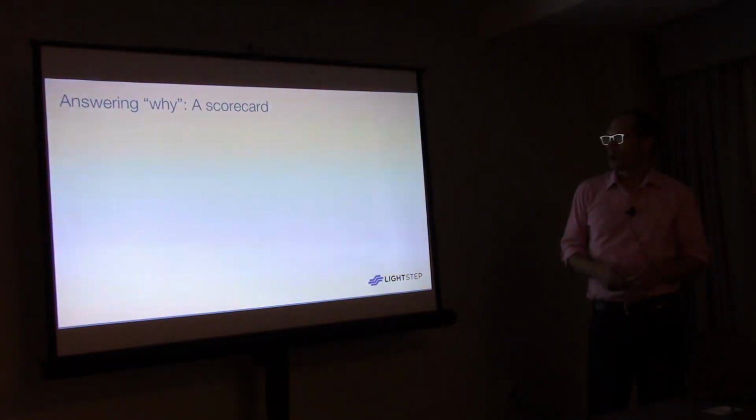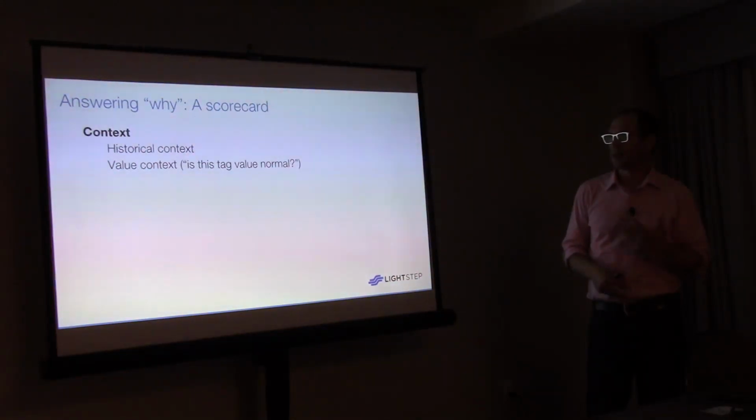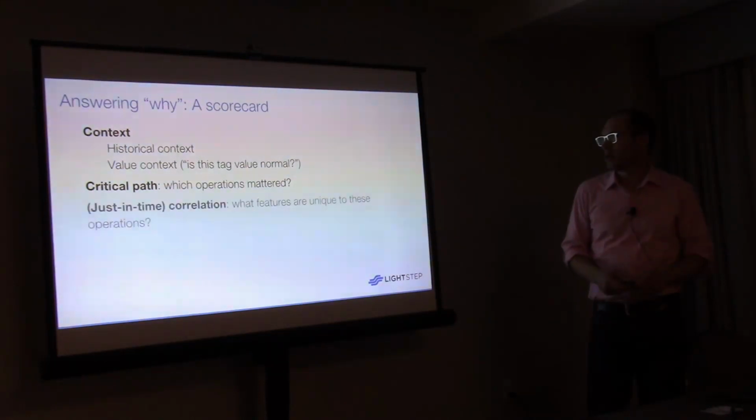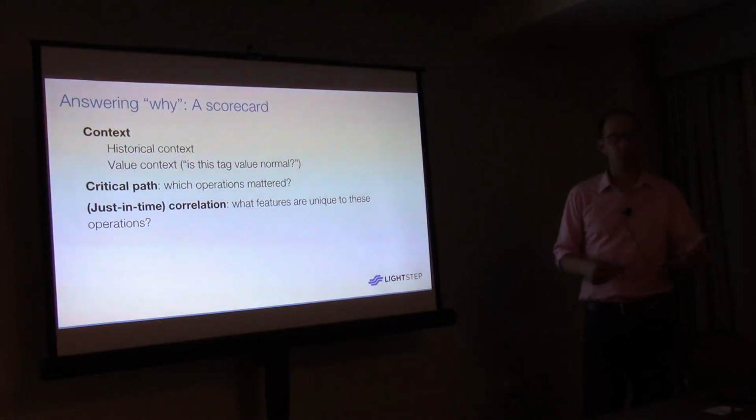And so in trying to answer why and in assessing how well our tools are doing that, there's a couple of things that we can look at. One is, do we have the right context? Is that historical context? Another kind of context might be general frequency analysis of some of the different metadata. How frequent is a particular tag? Is that interesting or different or new? Looking at the critical path, which operations actually mattered. This kind of correlation, in particular just-in-time correlation. I didn't know in advance that I would want to correlate with what was happening for a particular customer or a particular machine. But being able to do that sort of exploration in real time was really valuable in this case.